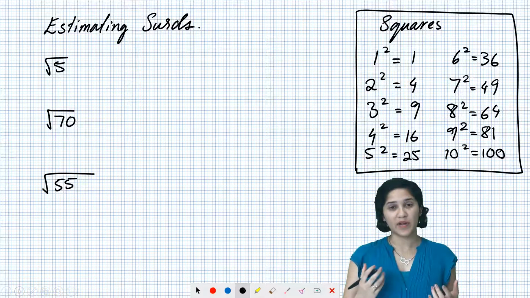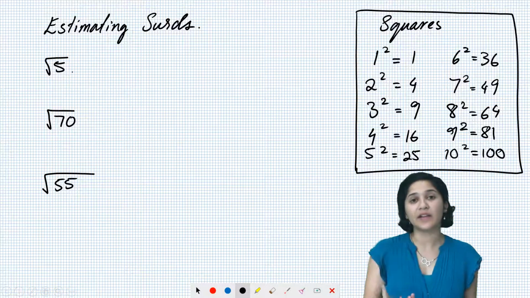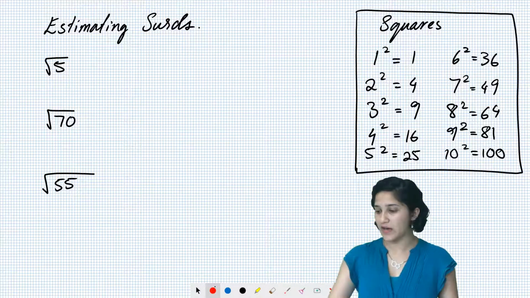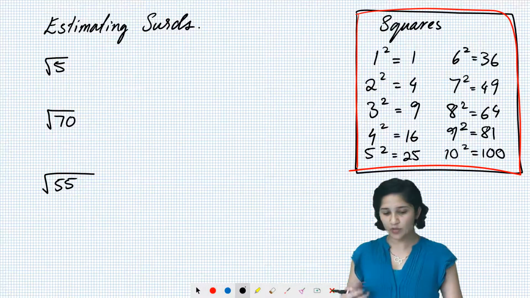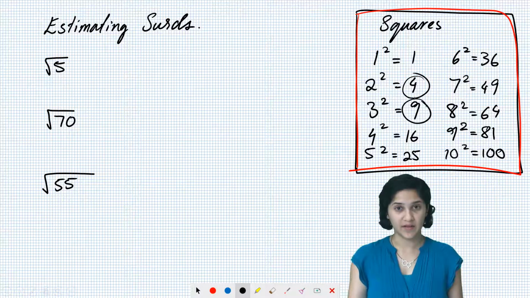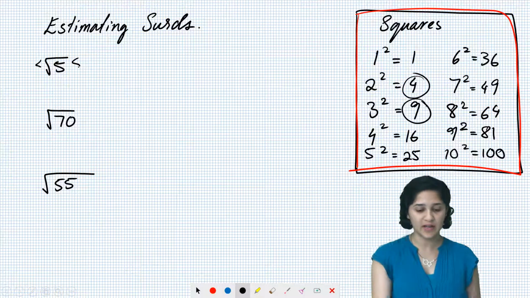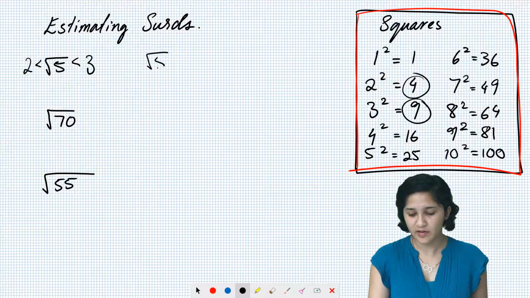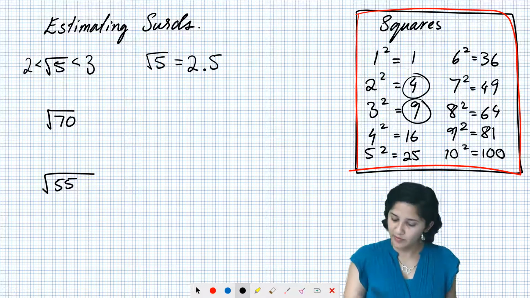Alright, so let's start by talking about estimating surds. While we don't immediately know how big square root 5 is, we can figure it out pretty quickly if we know our square numbers. So it's worth knowing these at least up to 10 or 12. And so what you do here is say that 5 is in between 4 and 9, which means that the square root of 5 must be between the square roots of 4 and 9. So it must be bigger than 2 and less than 3. So square root 5 would be equal to 2 point something. So we can just say 2.5.